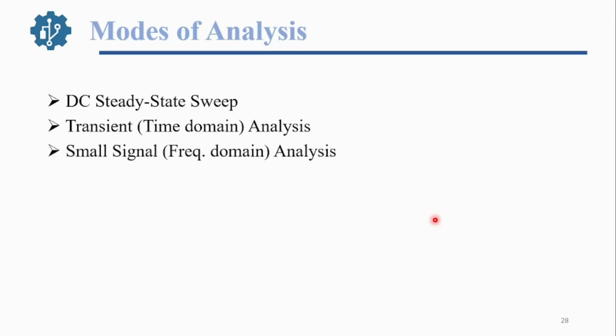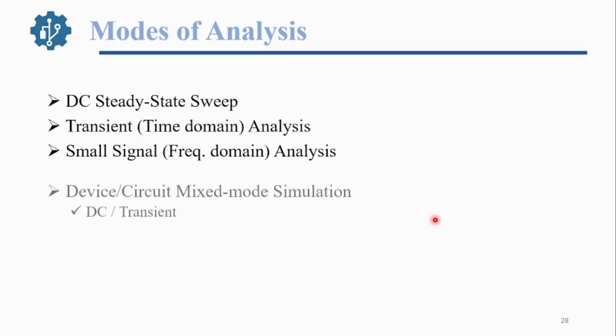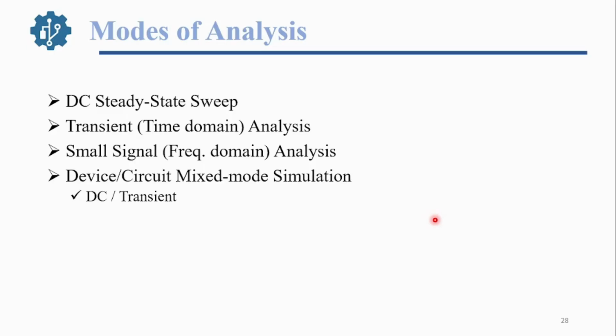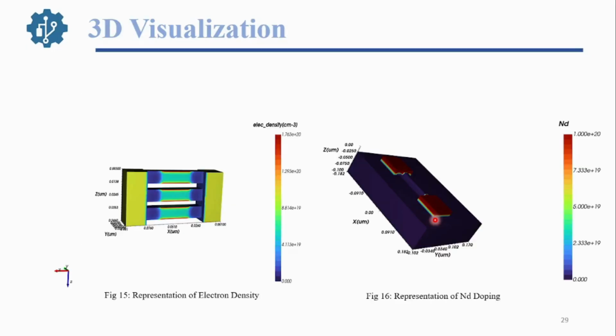And now you see here the small signal analysis, basically depending on the x-axis, the frequency domain, with respect to the time or the current. This is the device or the circuit mixed mode simulation. In the case of mixed mode simulation, you create a single device and convert it to a symbol, and that single device is used in a circuit. And ray tracing optical simulation can be used for solar cells, photodiodes and photodetectors. For DC and transient, it is also available.